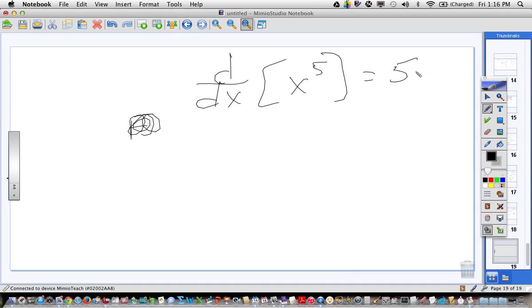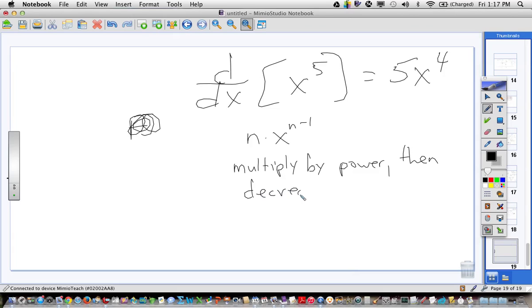Derivative of x to the 5th is 5x to the 4th. Okay? Now, yesterday we were talking about antiderivative, meaning going back. Now, let me write something down. You don't have to write this down right now. It's not important. But the power rule basically says n times x to the n minus 1. It says multiply by the power, then decrease power by 1, right? That's what the power rule basically says.